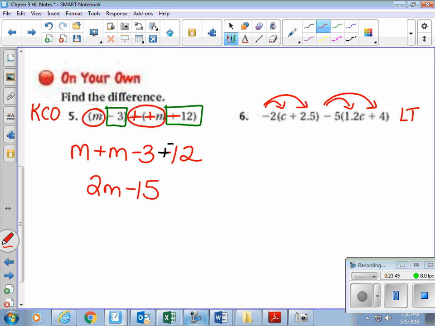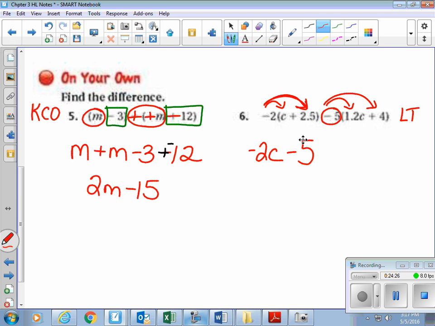In number 6, you have to distribute. So since I'm distributing a negative here, we're going to do that and then go right to our like terms. There's no point in doing keep change opposite because we're doing that as we're distributing that negative number. First, we're going to distribute the negative 2, though. Negative 2 times c is negative 2c, and negative 2 times positive 2.5 would give me a negative 5. Then I can distribute my negative 5.